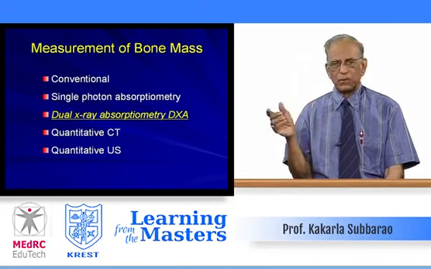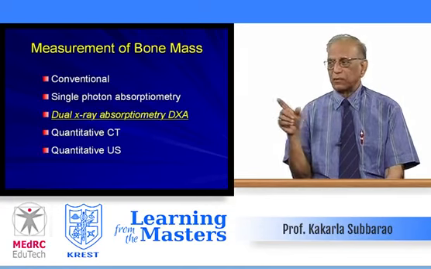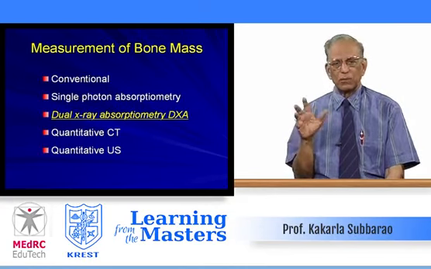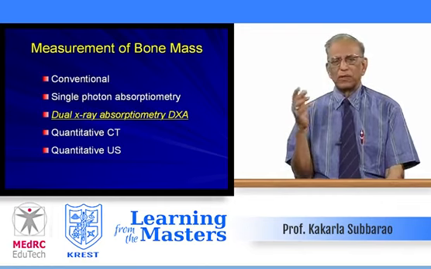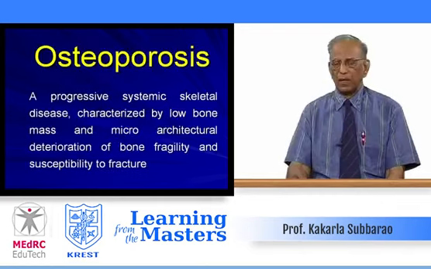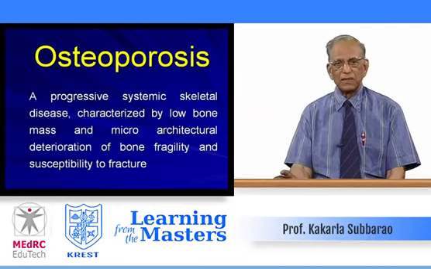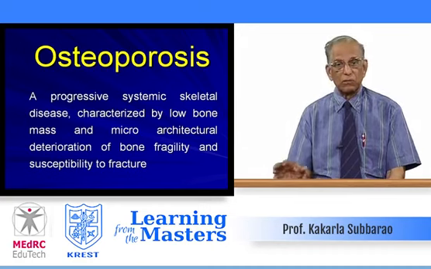Single photon absorptiometry, dual X-ray absorptiometry, DXA, that is more or less popular today. Quantitative CT, not so popular. Quantitative US, not yet popular. Osteoporosis, as I have said already, is a progressive systemic skeletal disorder characterized by low bone mass and microarchitectural deterioration of bone, with increased bone fragility and susceptibility to fractures even with minor trauma.